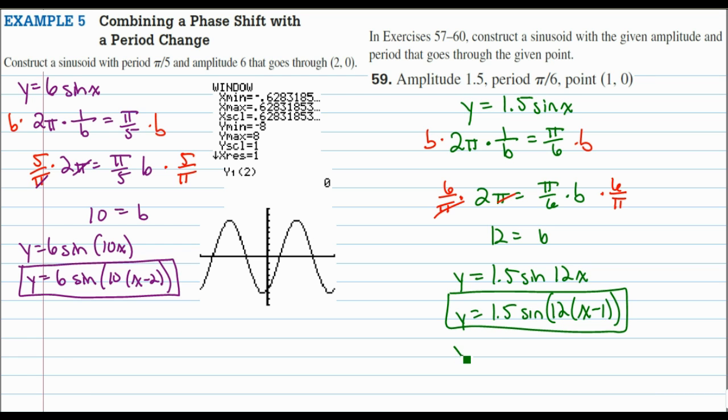Now, of course, on both of these functions, you might see them on a multiple choice written like so: 12x minus 12, so I'm just distributing the 12. Or on this first one, you might see y equals 6 times the sine of 10x minus 20.